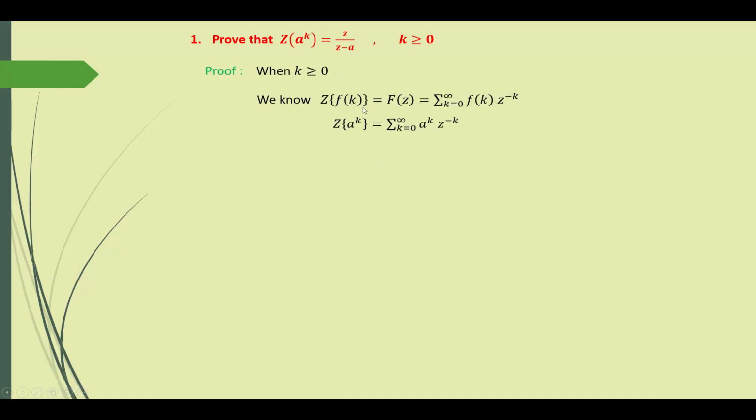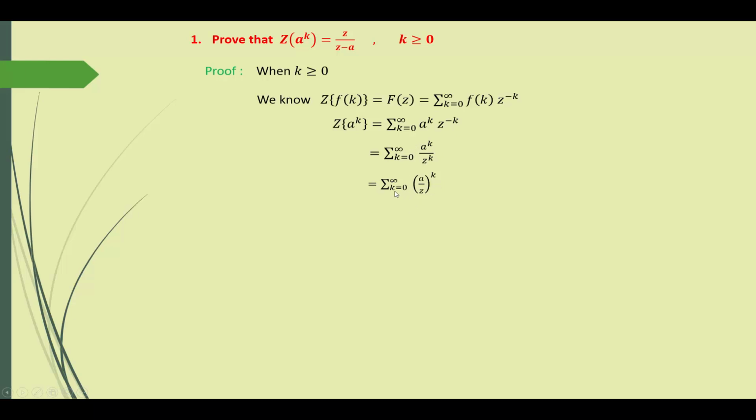Therefore, the Z transform of a raised to k is equal to sigma k varies from 0 to infinity, where the function f of k is a raised to k, so a raised to k into z raised to minus k. We get sigma k varies from 0 to infinity a raised to k. Now z raised to minus k is 1 upon z raised to plus k, so a raised to k upon z raised to k is equal to sigma k varies from 0 to infinity. Both terms are raised to k, so a upon z, total bracket raised to k.